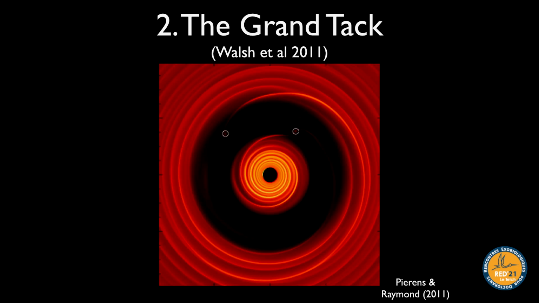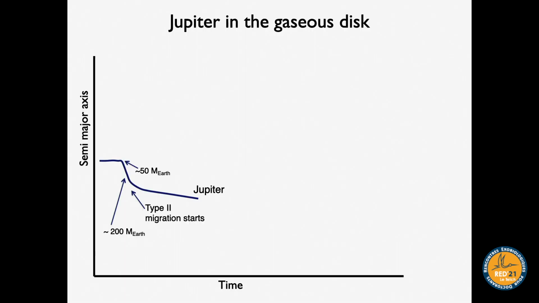The second model is the one that's the best known because it's been around for 10 years now. It's called the Grand Tack model. And it's based on the idea that while Jupiter on its own migrates inward, Jupiter and Saturn together can, in some cases, migrate outward. And so here's kind of the cartoon version of the general idea.